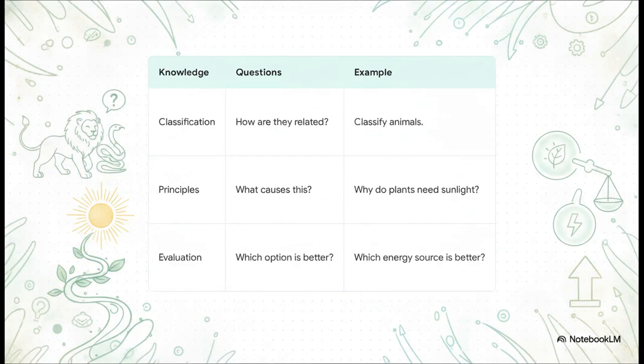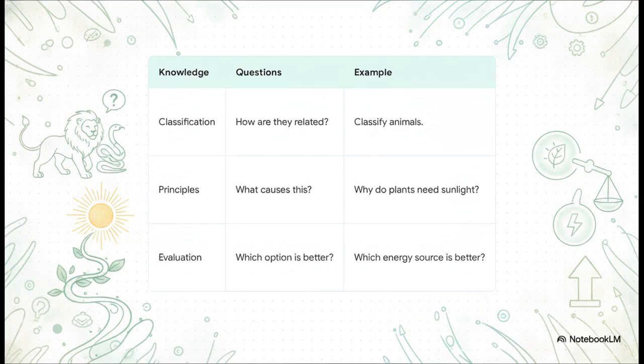Let's move to the second half of Mohan's framework and see how this builds: theoretical knowledge. This is also divided into three areas: classification, principles, and evaluation. Classification is about grouping similar things. You ask what concepts are involved and how are they related. An example is classify animals into mammals, birds, and reptiles.